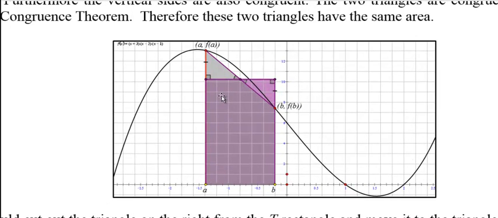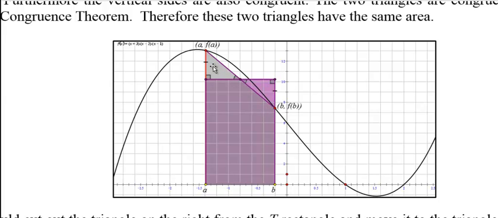So here's our purple rectangle. Well, I want to draw a line segment, which is a secant line segment to the curve, and it's going to go to this point on the curve right above A, that point A, f of A comma f of A, to this point on the curve right above B, B comma f of B. So we connect those two points with a line segment.